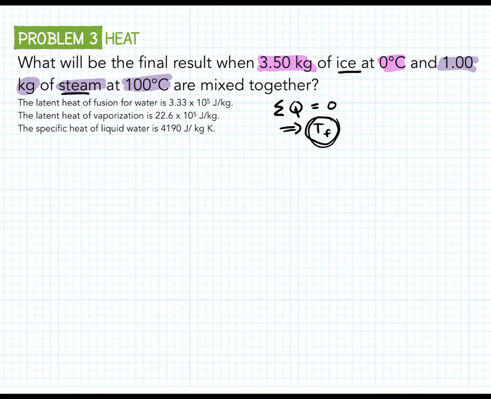Well, unless your ice is a lot of ice that's really, really cold, or your steam is an unbelievable amount of steam that's really, really hot, neither of which seems to be true since they're about the same amount, we're probably going to end up with water. And the key here is what temperature the water is going to be.